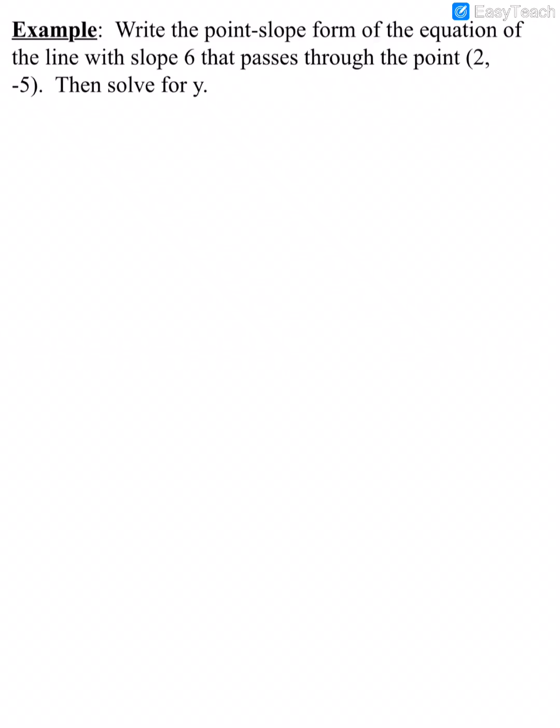But then they want us to solve for y. Okay, so to solve for y, first of all, y minus the -5, that would be y plus 5. And then I want to distribute the 6 to get rid of the parentheses. So that's 6x minus 12. Okay, so to solve for y, all I need to do is subtract 5. And I have y is equal to 6x minus 17.